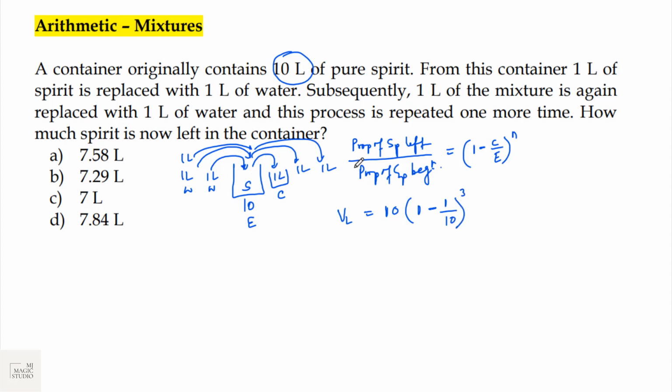How many times is the process done? 3 times. So it would be 10 into 9 by 10 whole cube. That is 10 into 729 by 1000. We cancel it, and we'll get 7.29 liters. How much spirit is now left in the container? It is 7.29 liters. Option B is the pick.